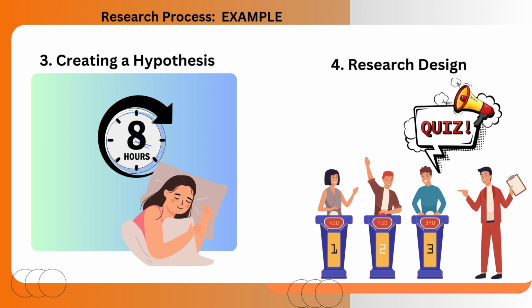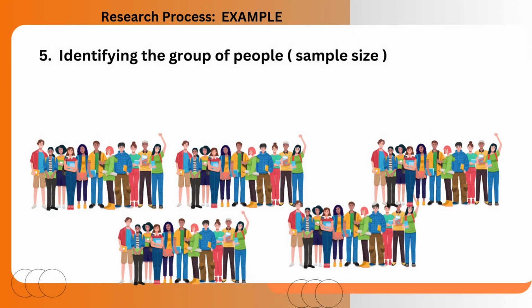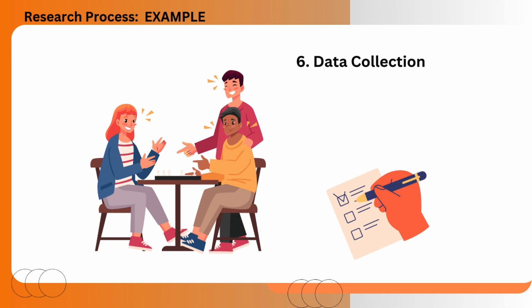So here we have planned how to test the hypothesis, including the methods and tools. Next, identifying the group of people you will study. Let's assume you choose to study 50 high school students from different grades. And the sixth step, asking students how many hours they sleep and collect their quiz scores. So in this step, we gather information through surveys with the students and experiment. So we choose to do surveys and conduct a quiz.